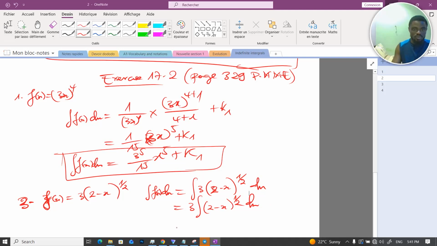We shall just use our formula because this is a linear function and this is different from 0 and minus 1. So 3 times 1 all over this, 3 times the integral of this. This will be equal to 2 minus x prime times 2 minus x to the half plus 1 all over a half plus 1 plus our constant of integration. That's it.